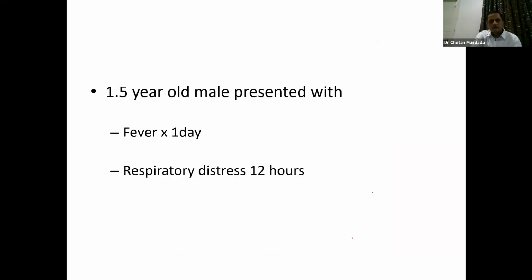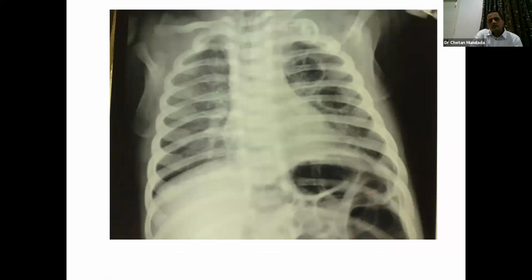So another 1.5-year-old male presented with fever for a day and respiratory distress for 12 hours with bilateral crepitations, but more on the left side. And this is something which is a rapid picture. Even though the quality of the X-ray is not good, what you can see is a necrotizing pneumonia picture with cavitations inside. So this is a very typical picture of necrotizing pneumonia. The most likely organism is Staphylococcus and it needs to be dealt with in an aggressive manner.